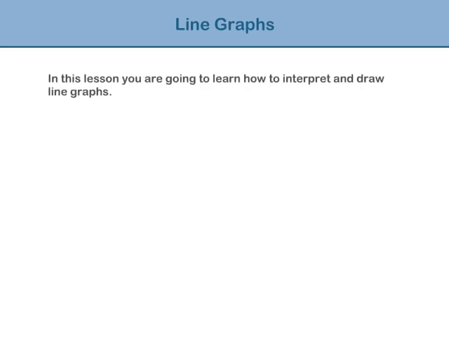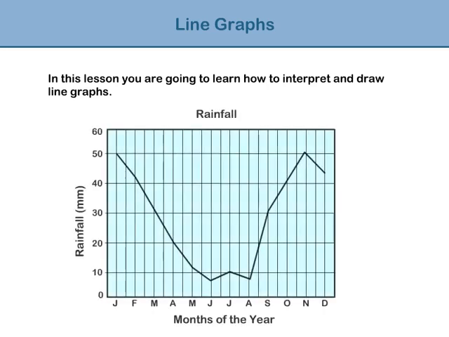In this lesson, you are going to learn how to interpret and draw line graphs. Line graphs are useful for showing trends in data. For example, this graph shows the trend in rainfall from January through to December. We can see that the amount of rainfall decreases as we get into the summer months, and then increases again towards the end of the year.